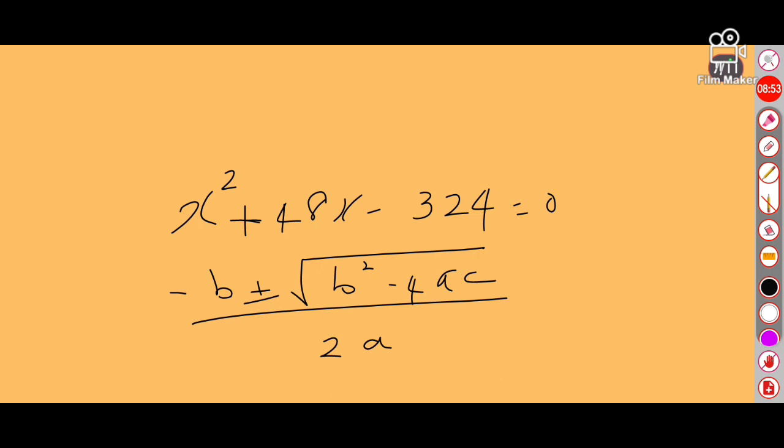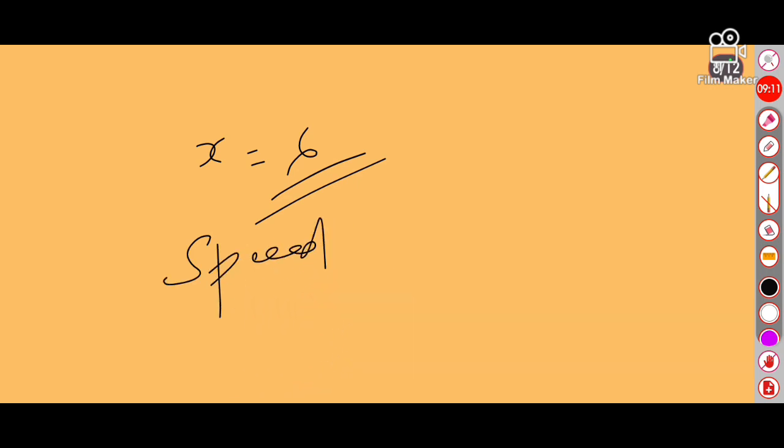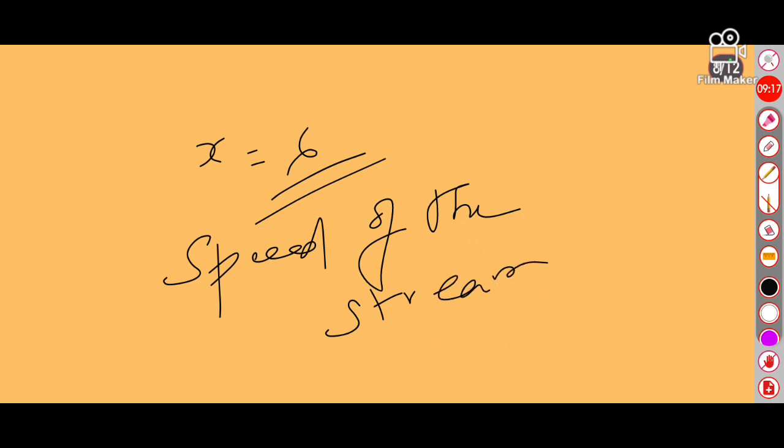When you simplify, you get the value of x to be 6 or minus 54. The speed of the stream cannot be a negative value, therefore x equal to 6 is the speed of the stream. You need to write that last line, that the value of the stream cannot be negative, therefore we ignore the value minus 54. The speed of the stream is 6 km per hour.